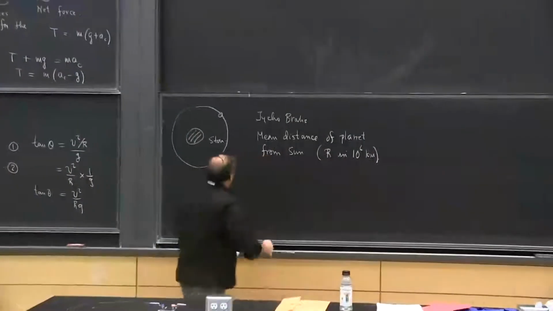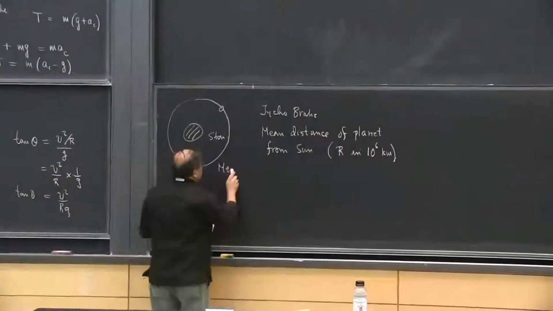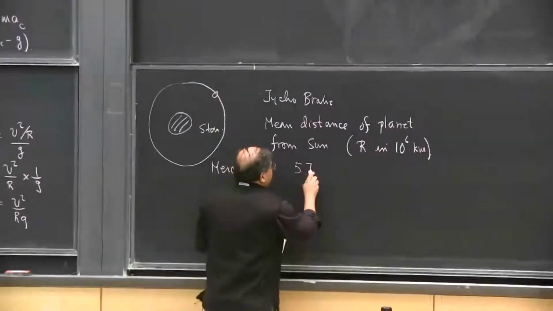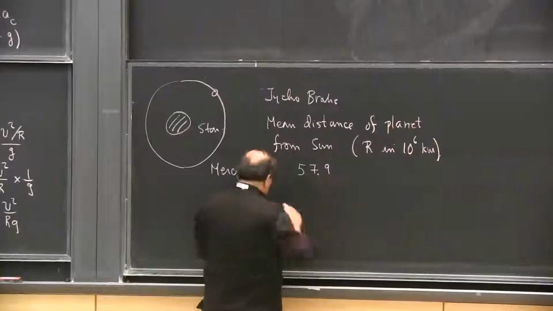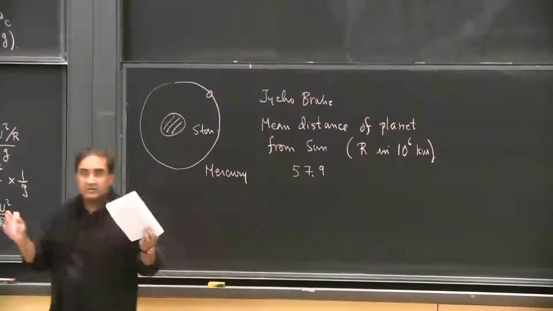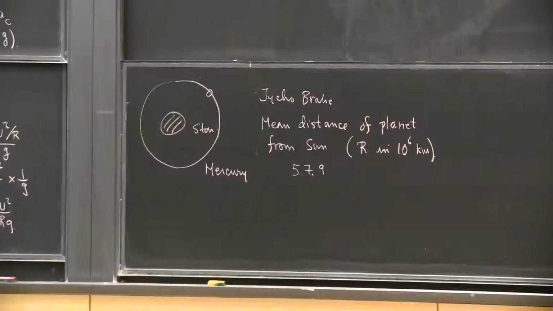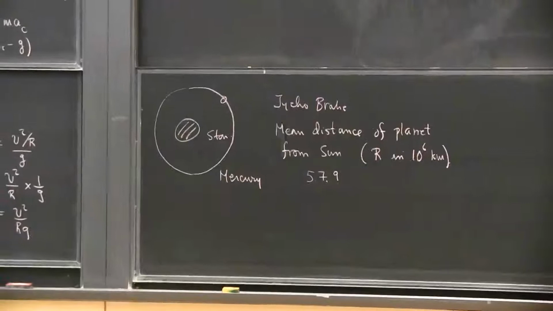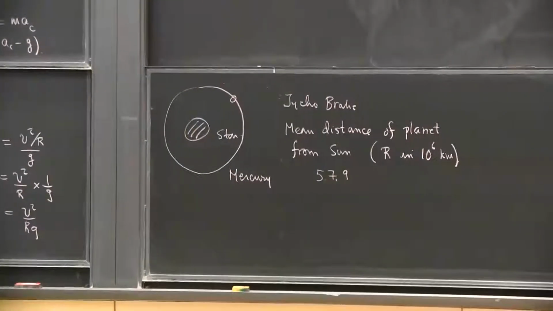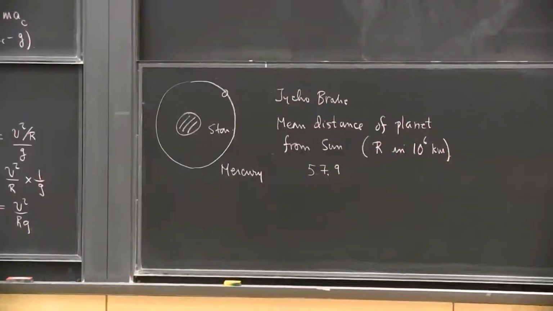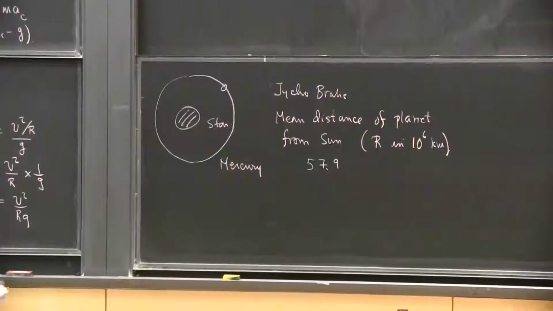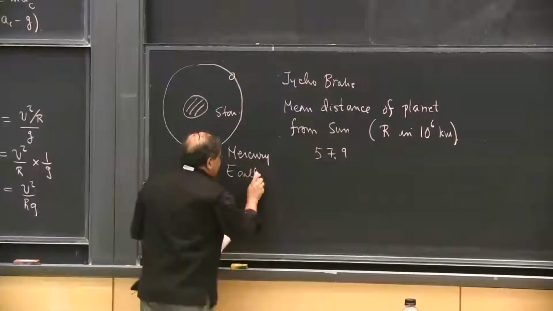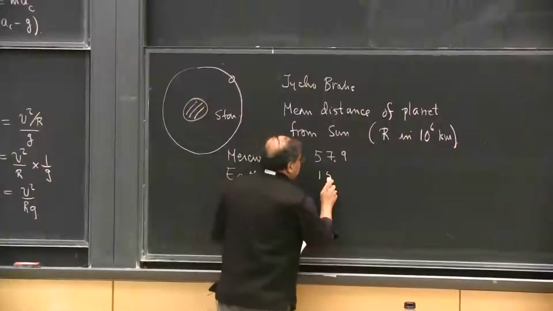Okay? So Mercury, which is the planet nearest to the sun, is 57.9 times 10 to the 6 kilometers. It's about 58 million kilometers from the sun. How far is Earth from the sun? Do you guys know? No clue? 8 light minutes. Approximately 8 light minutes. That is correct, but light minutes is a slightly different unit. I'll give you, it's about 93 million miles, about 150 million kilometers.